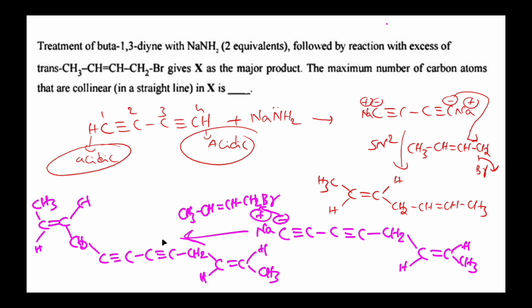In this final product, this part is linear, that is collinear, in a straight line. It is present: 1, 2, 3, 4, 5, 6. 6 carbon atoms are collinear, that is, in a straight line. So the answer is 6.